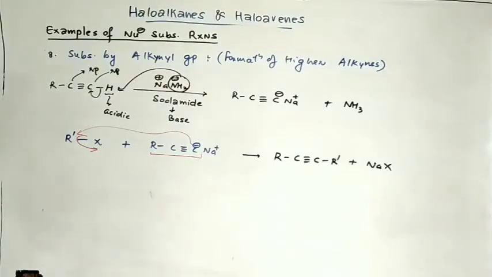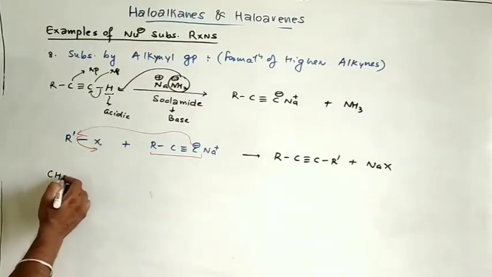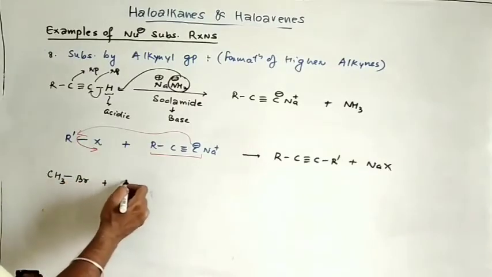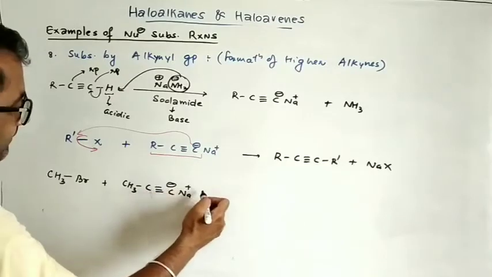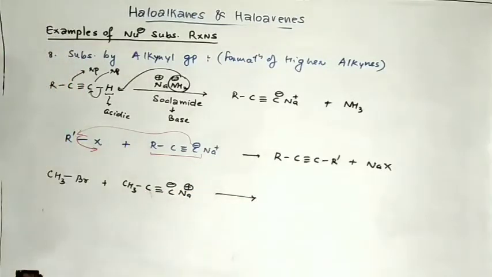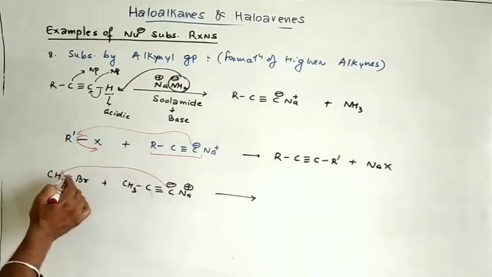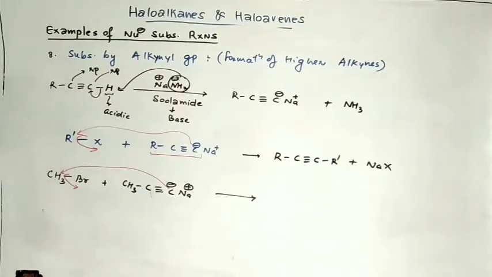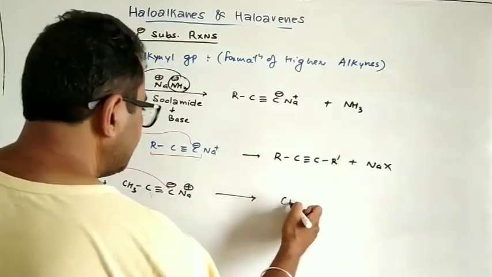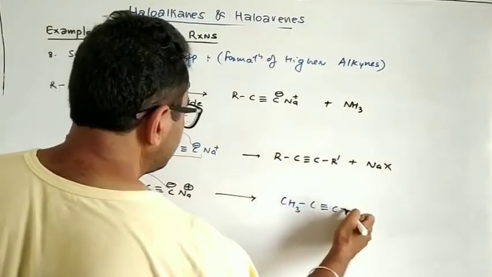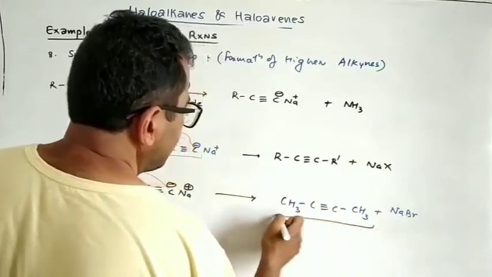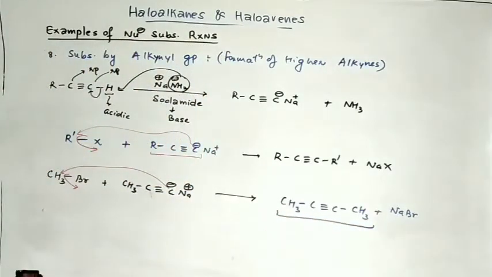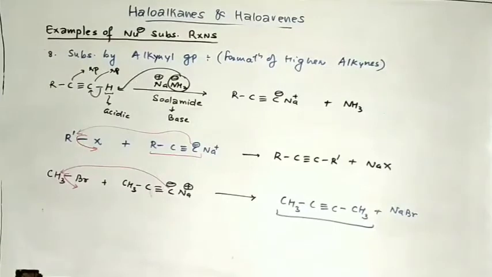Like suppose I start with methyl bromide, adding to CH3 C triple bond C Na. This is an alkyne with 3 carbons. Now this nucleophile attacks on this, and you get the product, an alkyne with 4 carbons. So it is CH3 C triple bond C CH3. So now you get a 4-carbon alkyne. In this way you can prepare the higher alkynes by using this method.